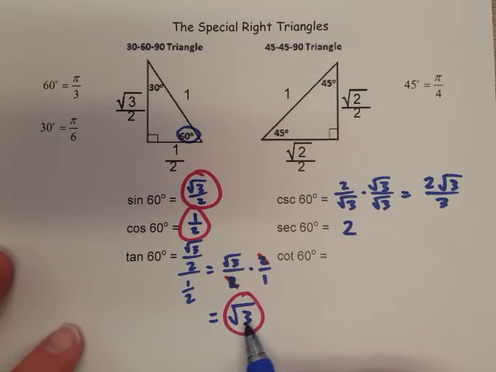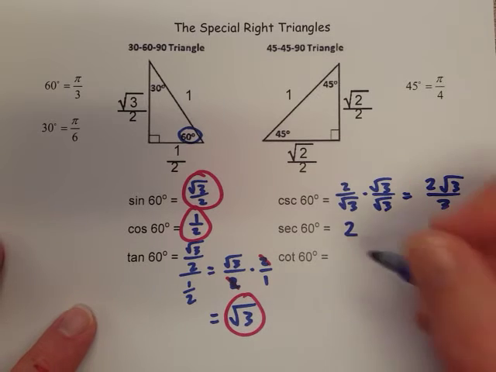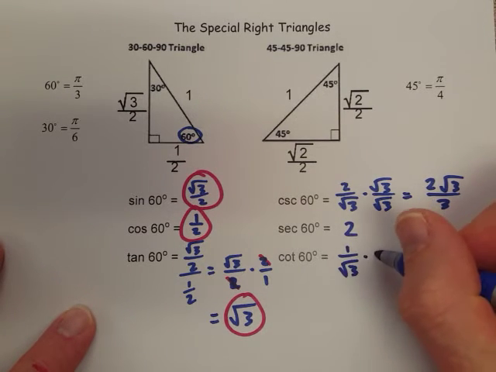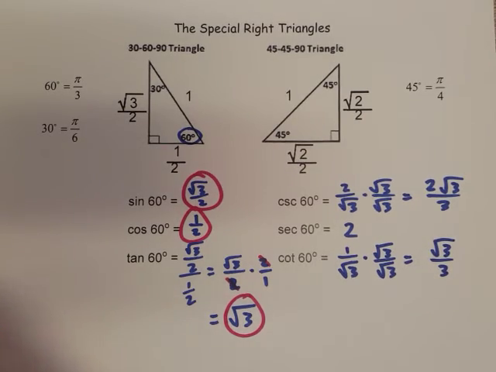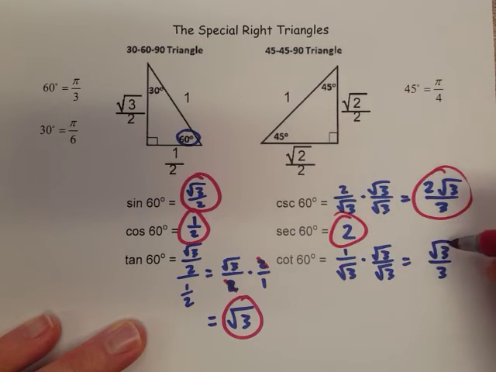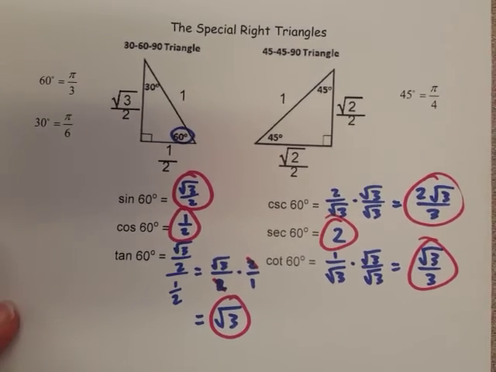And then cotangent is the reciprocal of this one, and so we can do 1 over square root of 3, multiply by square root of 3, top and bottom, and we get square root of 3 over 3 for the cotangent in that case. So then we've got this, this, and this for cosecant, secant, and cotangent.